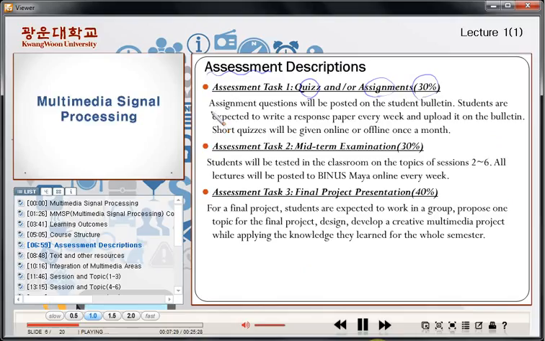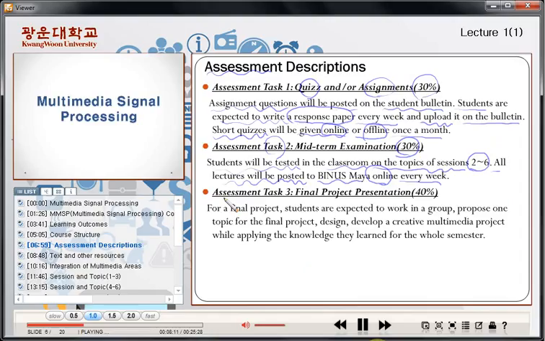And assignment questions will be posted on the student bulletins. Students are expected to write a response paper, the homework, every week and upload it on the bulletin. And short quizzes will be given online or offline once a month. And second assessment, task 2, is a midterm examination as a portion of 30%. Students will be tested in the classroom on the topics of sessions 2 through 6. So all lectures will be posted to Binus Maya online every week.